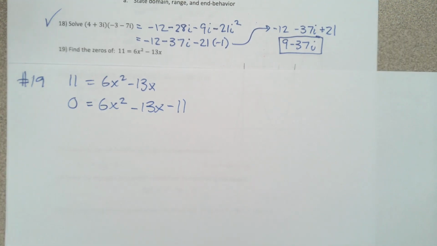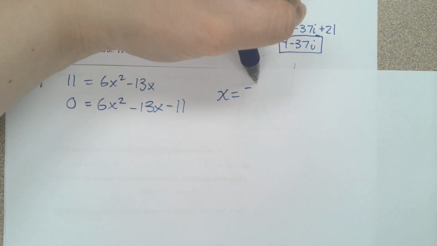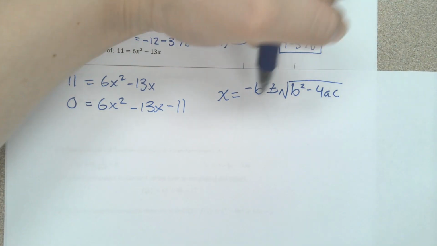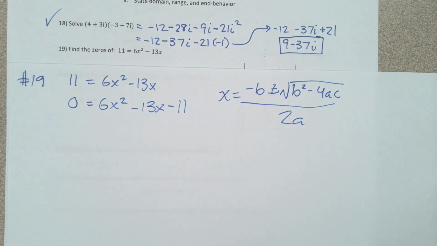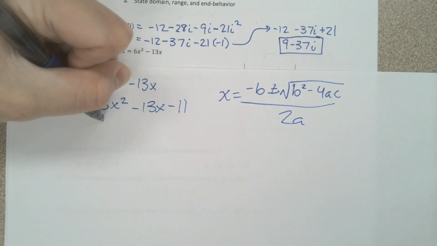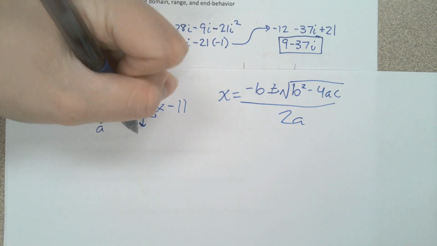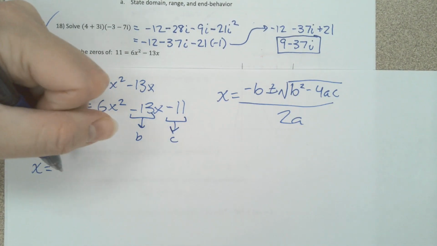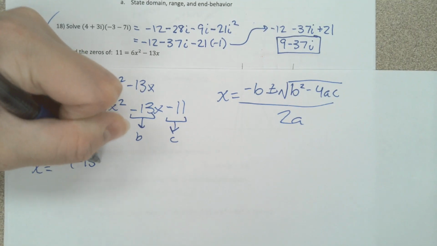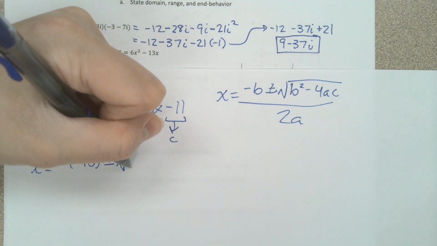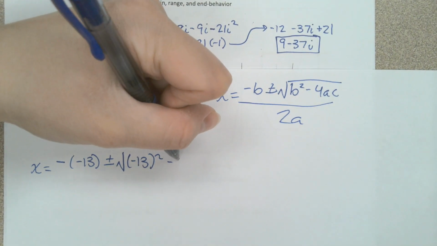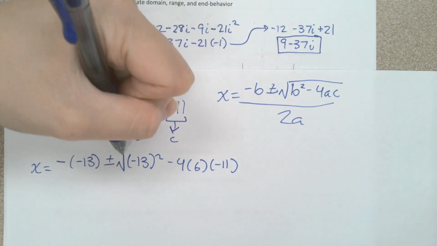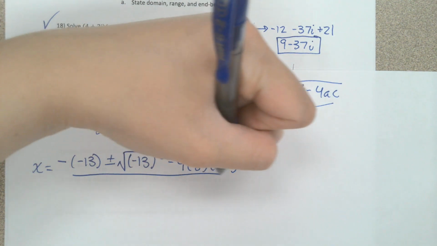Reminder, you do have to have this memorized for the test. x equals negative b plus or minus the square root of b squared minus 4ac, and it's all over 2a. A is 6, b is negative 13, and c is negative 11. x equals negative b, which is negative 13, plus or minus the square root of b squared, negative 13 squared, minus 4 times a, which is 6, times c, which is negative 11. And it's all over 2a, 2 times 6.